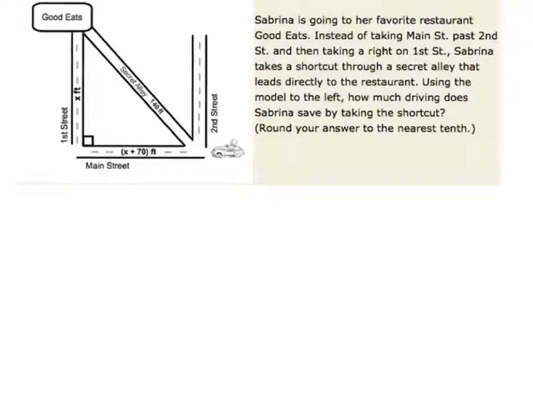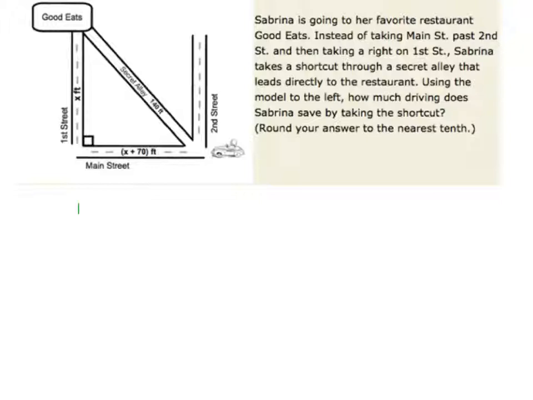This problem states that Sabrina is going to her favorite restaurant, Good Eats. Instead of taking Main Street, past 2nd Street, and then taking a right on 1st Street, Sabrina takes a shortcut through a secret alley that leads directly to the restaurant. Using the model to the left, we want to find out how much driving Sabrina saves by taking the shortcut. Round your answer to the nearest tenth.